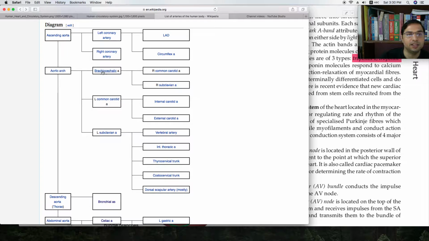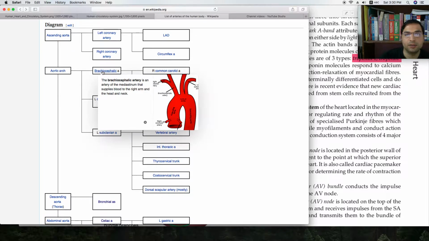Now let us see the right first branch which is going to the right side, the brachiocephalic artery. So this brachiocephalic artery, why it is called as brachiocephalic? Because it will give its supply to the brachial side, to the arm, and cephalic means to the head.